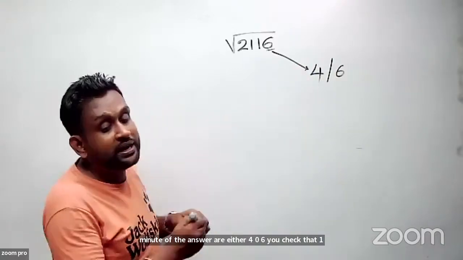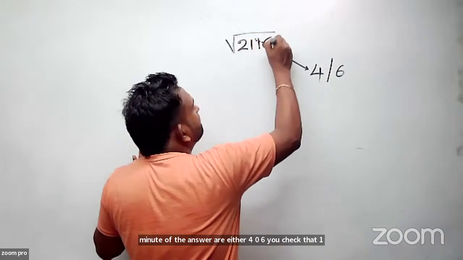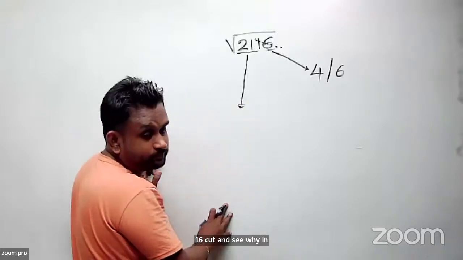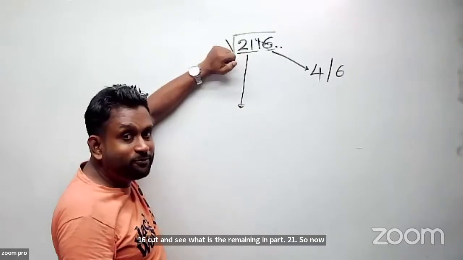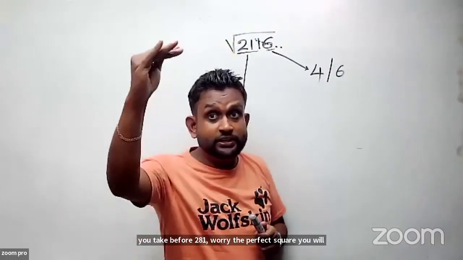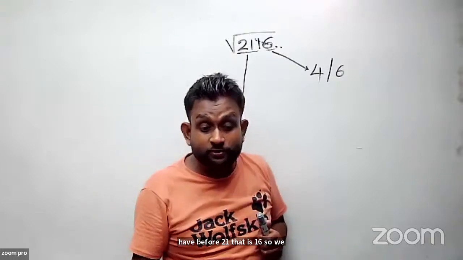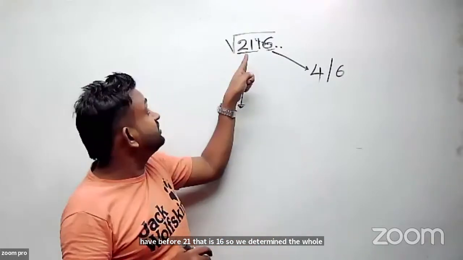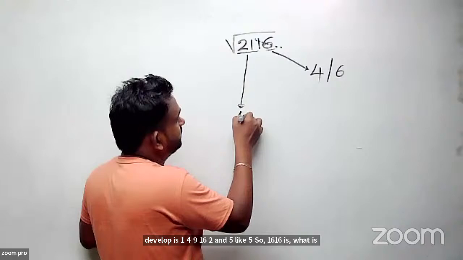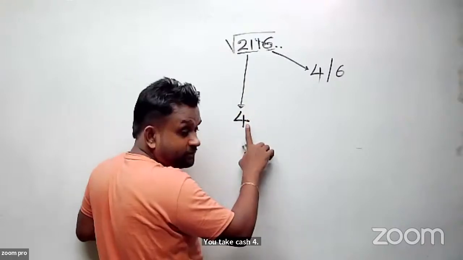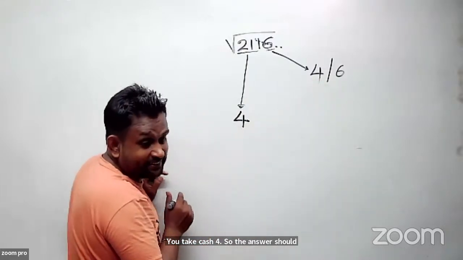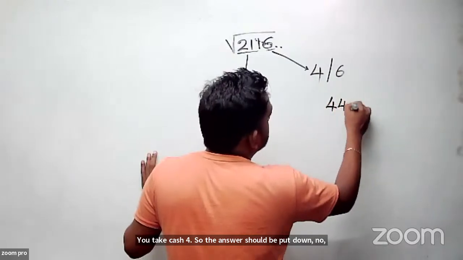Okay, then what do you do? You cut the last two digits of the number, 16, cut, and see what is the remaining part. 21. So now you check before 21, what is the perfect square you have? Before 21, that is 16. So we determine the values 1, 4, 9, 16, 25 likewise. What is the square root of 16? You take 4. So the first digit 4, last digit 4 or 6. So the answer shall be 44 or 46.